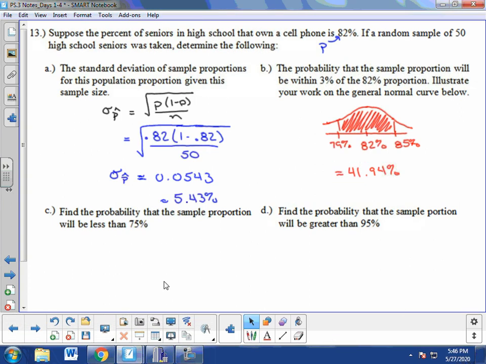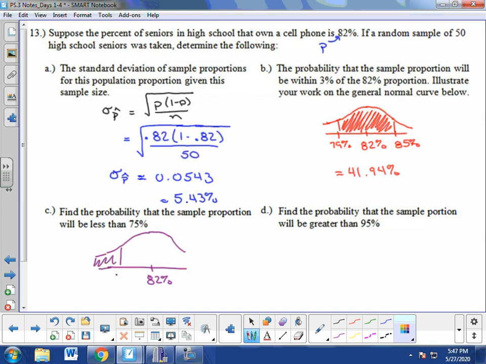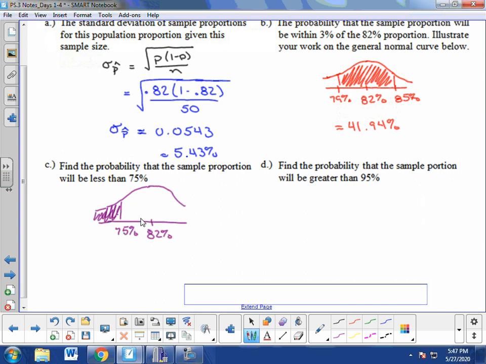In C, it says find the probability that the sample proportion will be less than 75%. So here again, I'm going to sketch out an illustration. 82% is the mean of the data, or what we want to be the mean of the data. That was our population proportion. And we want to figure out how many are going to be less than 75%. So 7 percentage points away from what the actual data should be representing.